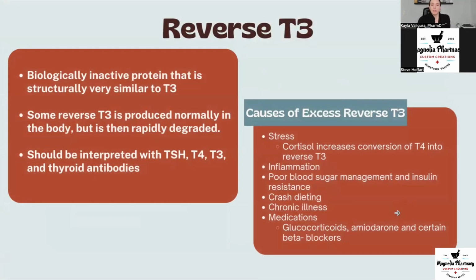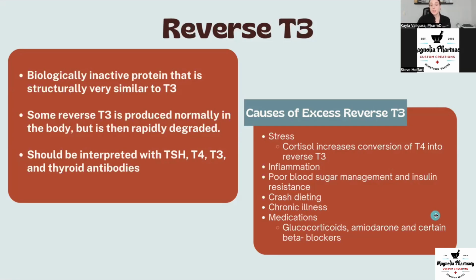So I spoke briefly about the reverse T3, and I mentioned that in a healthy euthyroid patient, they should be converting their T4 into equal parts T3 and reverse T3. Typically, reverse T3 is produced normally, but then it's rapidly degraded. This is actually an inactive form of T3, so our body is not able to use it in the same way that it can use T3. It should be interpreted with TSH, T4, T3, and thyroid antibodies. This is a helpful lab value, typically done when we're doing a little more investigating. It may not be something we look at right off the bat, but it can give us more information about what's going on.